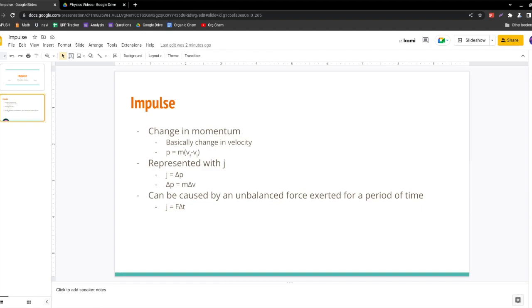I mean, technically you could change mass as an object is moving, like if things were falling off of it, but you're basically never going to see that in a physics problem from my knowledge. So it's going to be change in velocity.